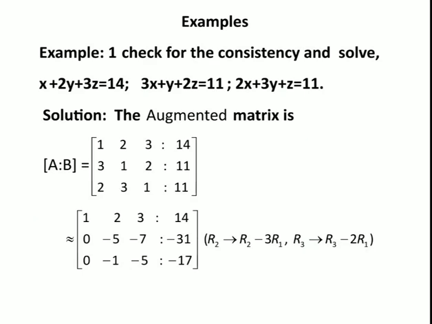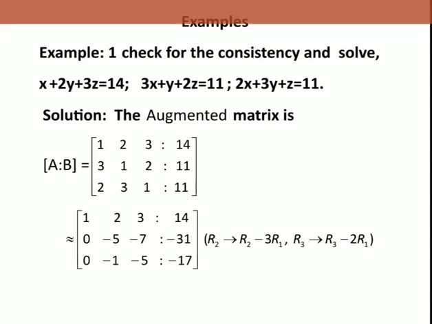And all of you know the augmented matrix is A colon B, which is equal to, first you have to write the coefficients of x, y, z in the first equation along with the RHS, that is 1, 2, 3 colon 14. The second equation is 3x plus y plus 2z is equal to 11, and the coefficients are 3, 1, 2 colon 11, and the third row is the coefficients of x, y, z in the third equation along with the RHS, so it is 2, 3, 1 colon 11. And we can make these two elements 0.